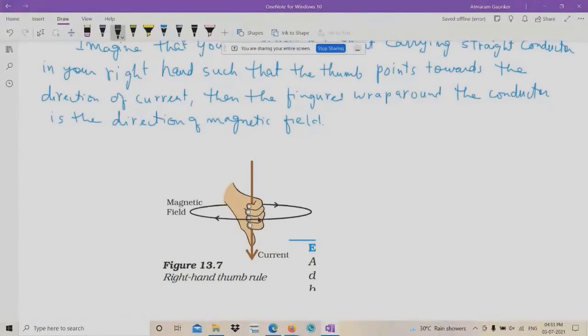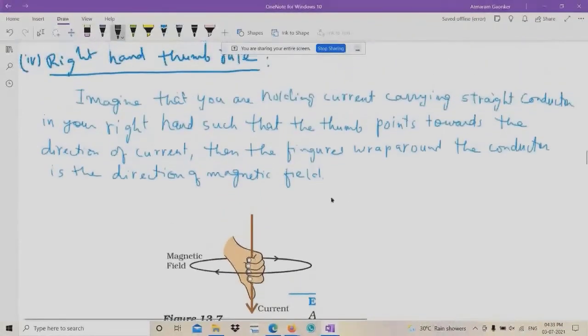Now here the fingers wrap in the clockwise direction, so the magnetic field is clockwise. And suppose your thumb is pointing in the upward direction, or the current is in the upward direction, then the magnetic field will be in the anti-clockwise direction. And this is the statement.